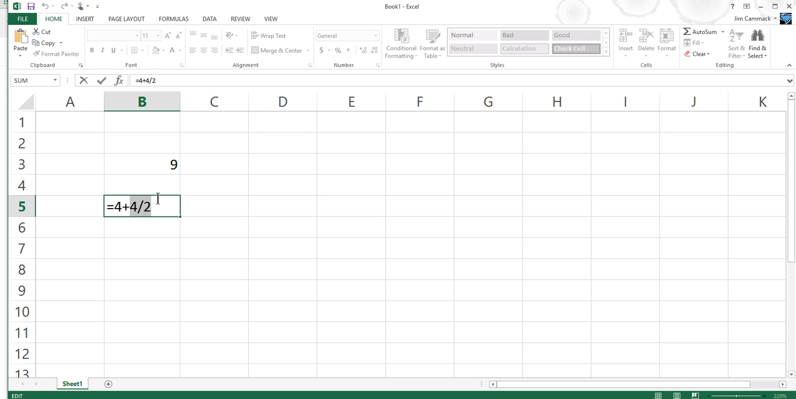Now, if I want to do a different order, then I can always put in parentheses. It never hurts to put in parentheses. And in this case, I'll put parentheses around the 4 plus 4. So I'm saying do the 4 plus 4 first, then divide by 2. If I leave those parentheses out, though, it'll do 4 divided by 2. All division and multiplication in the formula would be done first, and then the addition would be done. But in this case, I'm saying add the two 4s together, then divide it by 2. And that gives me 4, like we thought it was. Order of operations.